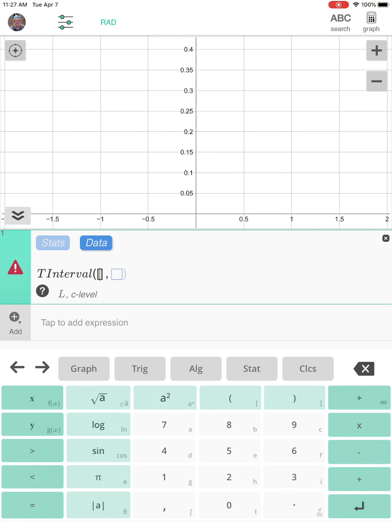So we've got our t-interval, and then it wants to know what is our mean, what is our standard deviation, what is our sample size, and what is our confidence level. And notice there are two options here. I can either do stats or I can do data.